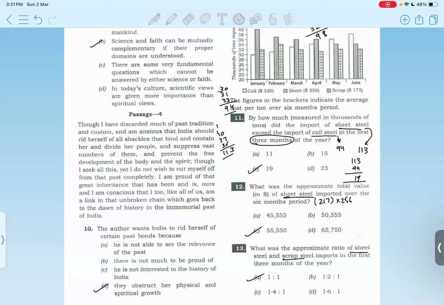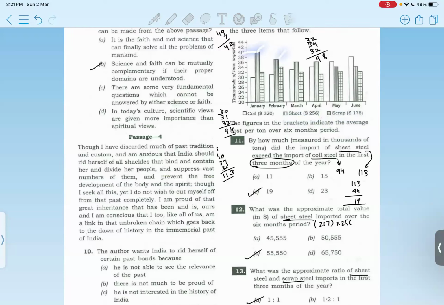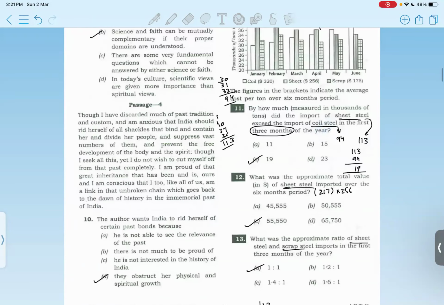So for sheet you'll get 113, for coil you'll get 94. You just have to, you can see that entire data is given. So for sheet, this is the bar diagram. So it is 40 plus 37 plus 36 will give us 113. Likewise, go for coil steel. Difference would be 19. So option C.